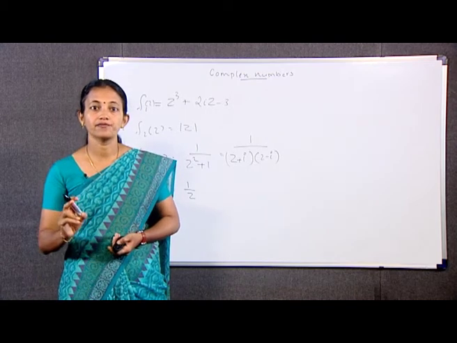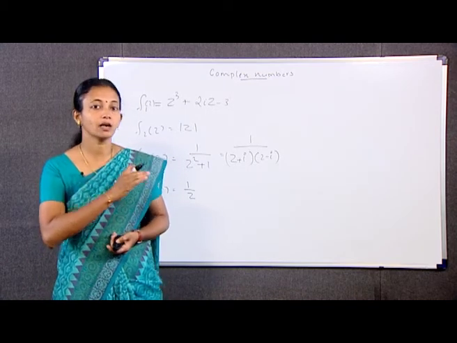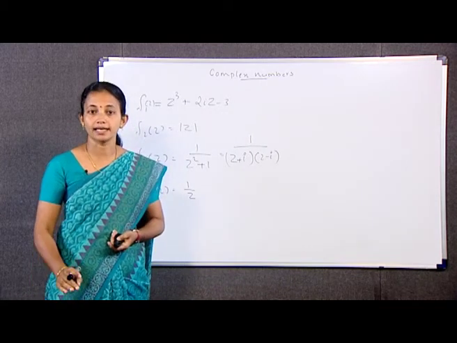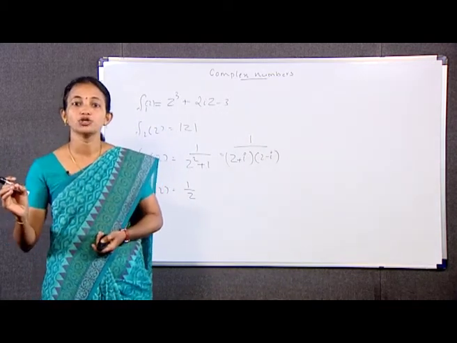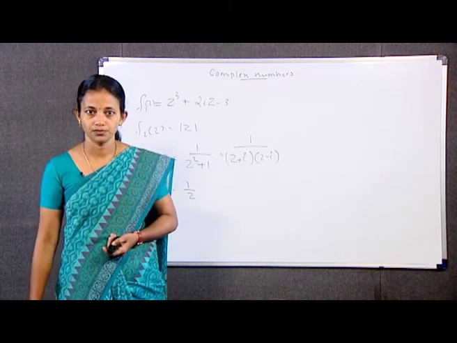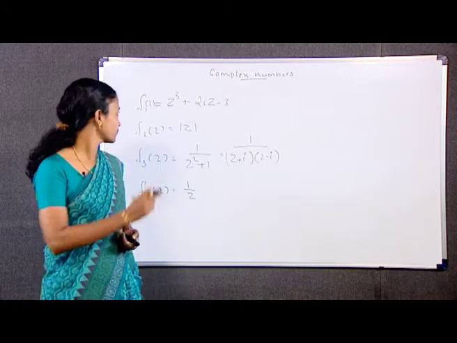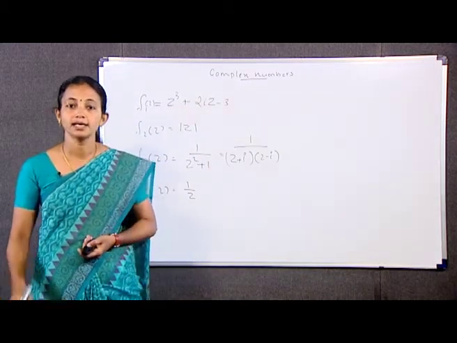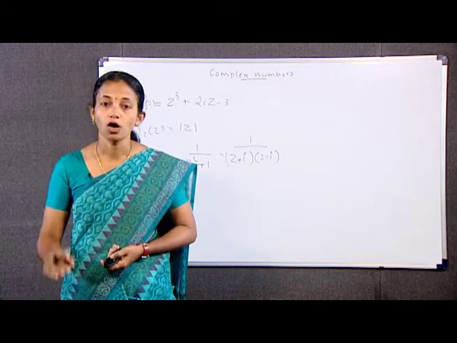Note that f2 defined above is a real valued function of a complex variable z, since it carries a complex number to the modulus of the same number, which is a real number. Clearly, f1 of z equal to z cube plus 2iz minus 3 is a complex valued function of a complex variable z.